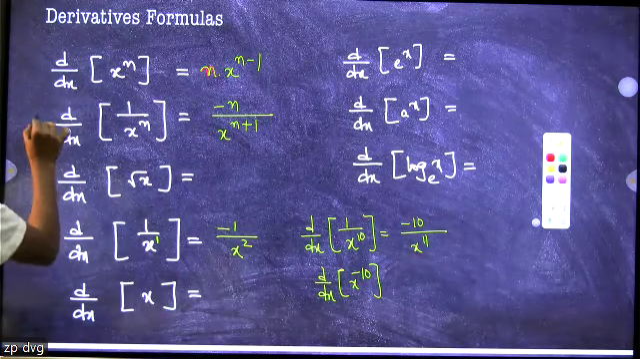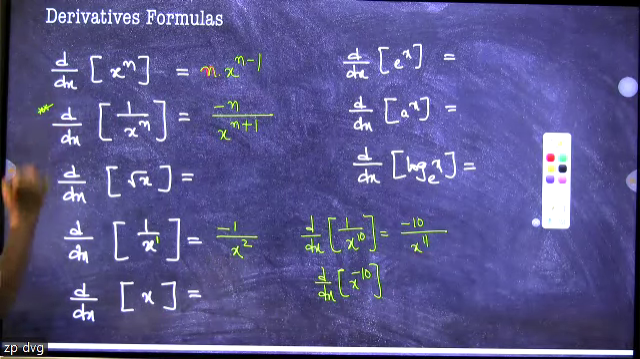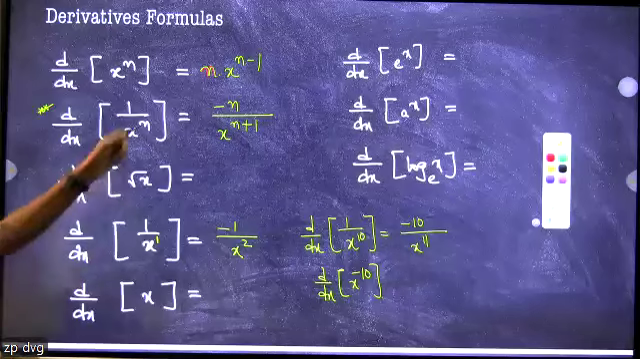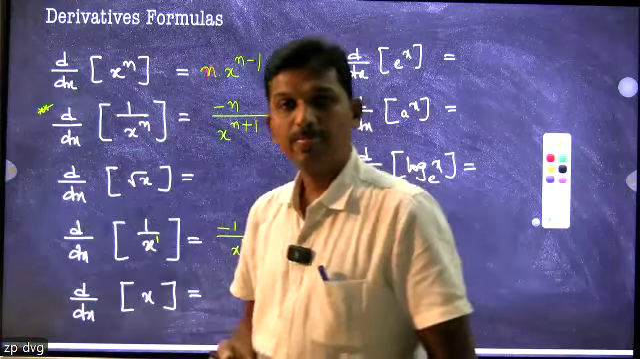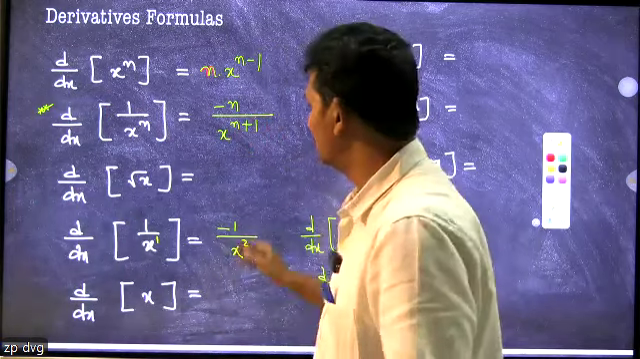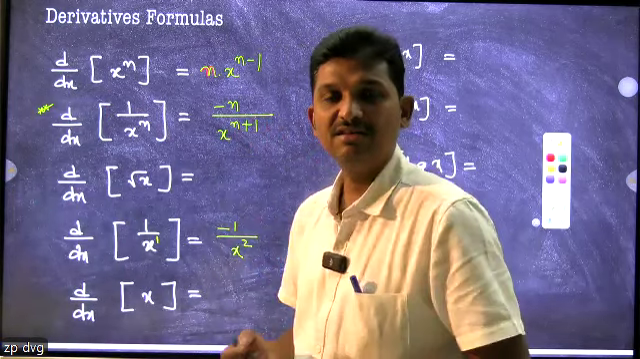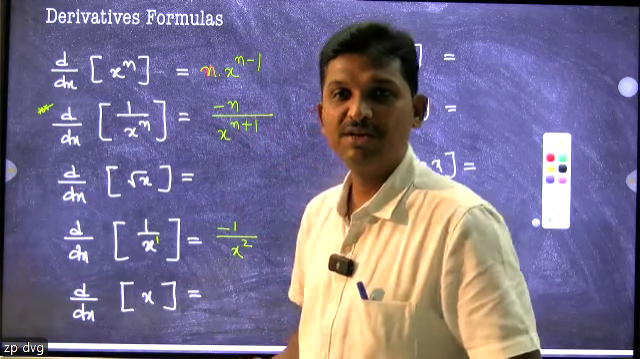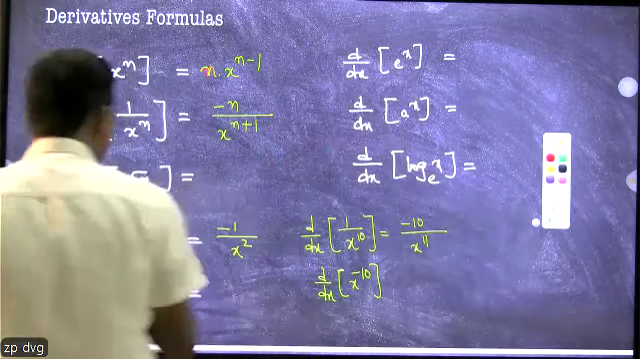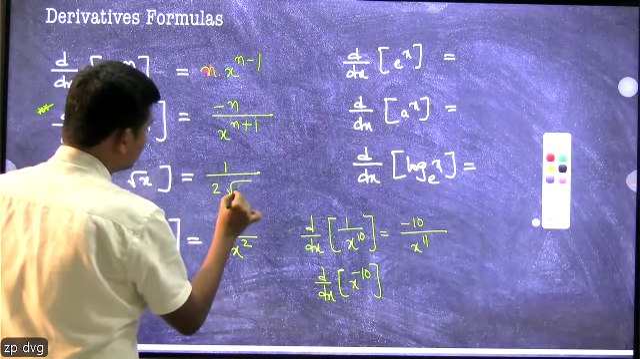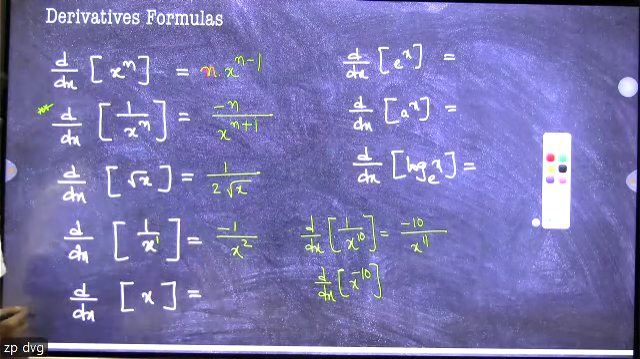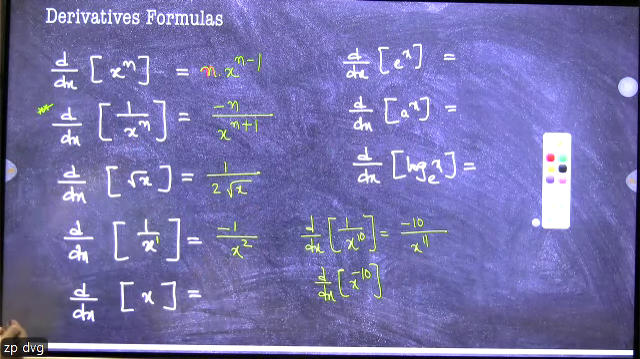So, if you know this formula, it's very good. Derivative of 1 divided by x power n is what? It is minus n divided by x power n plus 1. Okay. What is derivative of root x? See, these things we use very frequently. You must be familiar with these things. What is derivative of root x? Derivative of root x is 1 divided by 2 root x, right?